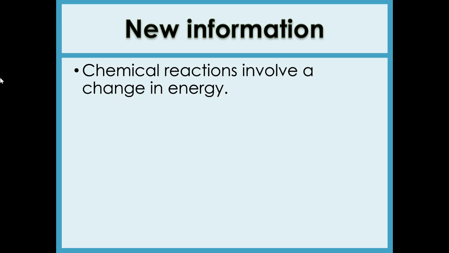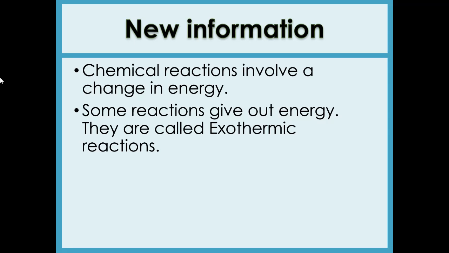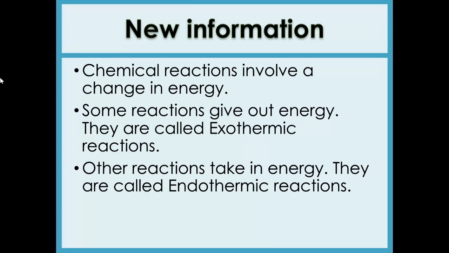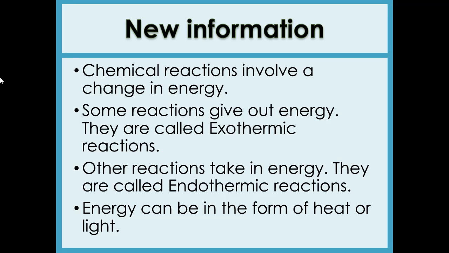So new information from today. Chemical reactions involve a change in energy, and some reactions give out energy, and if they give out energy then we call them exothermic reactions. If they take in energy then they're called endothermic reactions, and that energy is normally in the form of heat or light. So the therm bit means we're normally talking about heat energy, but it can be light energy.